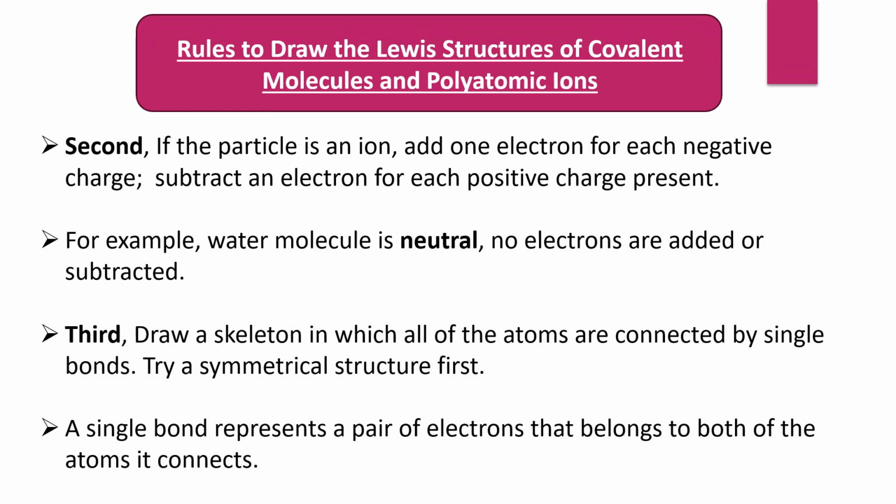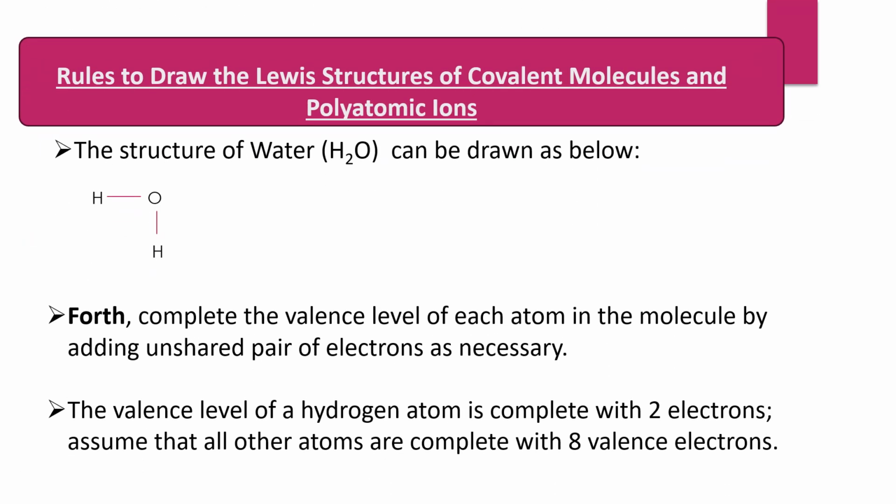Second, if the particle is an ion, add 1 electron for each negative charge, subtract an electron for each positive charge present. For example, water molecule is neutral, no electrons are added or subtracted. Third, draw a skeleton in which all of the atoms are connected by single bonds. Try a symmetrical structure first. A single bond represents a pair of electrons that belongs to both of the atoms it connects. Structure of H2O can be drawn as below.